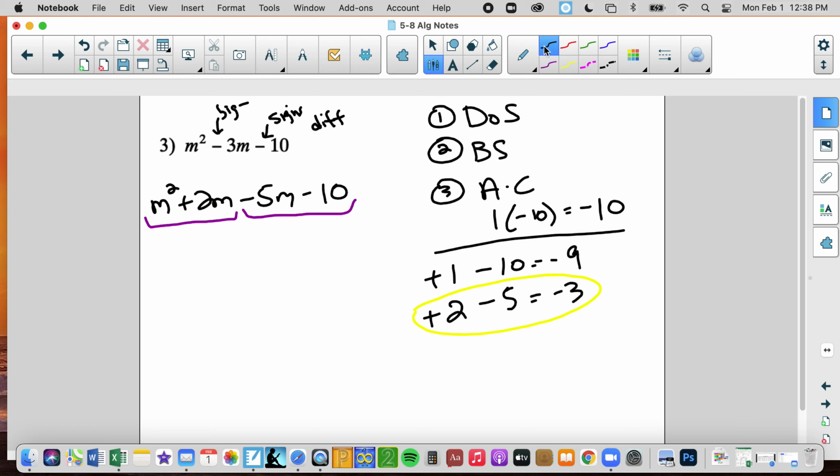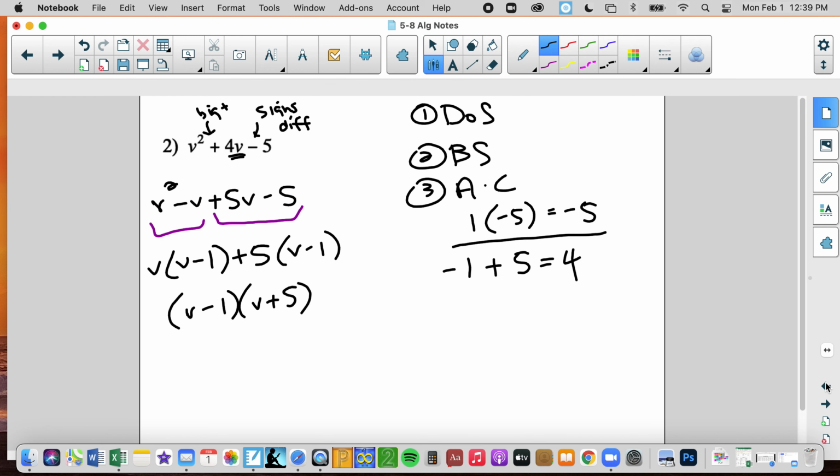I'm going to look at the first 2. I can factor out an m. I get m plus 2. Let's look at the second 2. Hey, notice my first term is negative. So I need to factor out a negative. I'm going to factor out a negative 5.